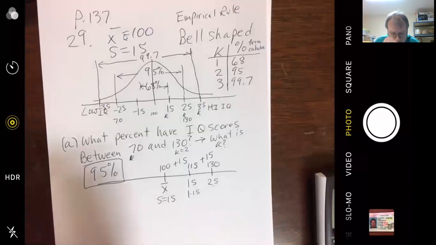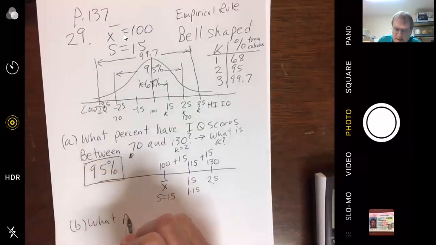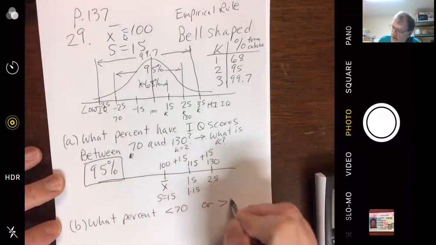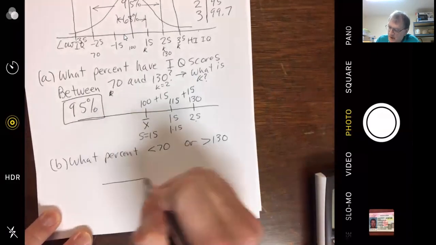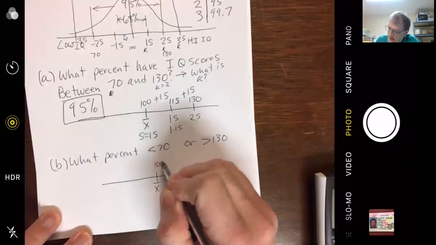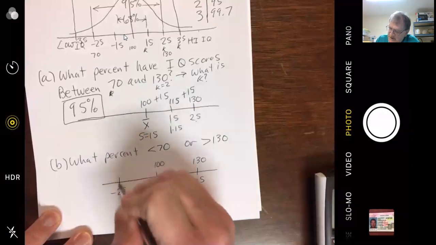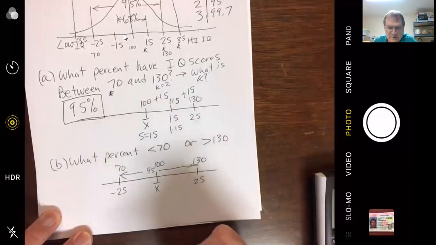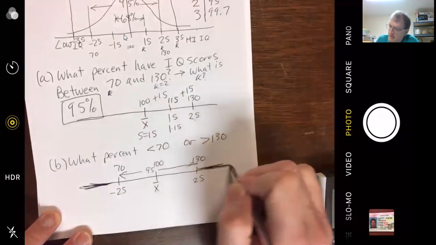Do you want to see B or C? If you look at B, what percent is less than 70 or greater than 130? I'll redraw the line. Mean is 100. At 130, you're at 2, and at negative 2, you're at 70. We know we've got 95% between those. But they want to know about less than 70 or greater than 130.